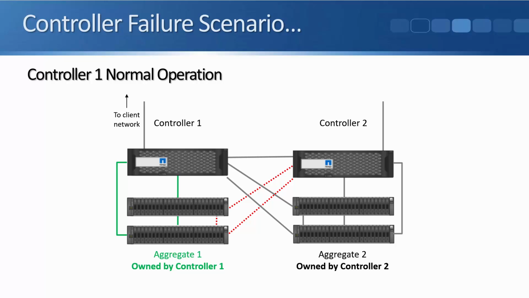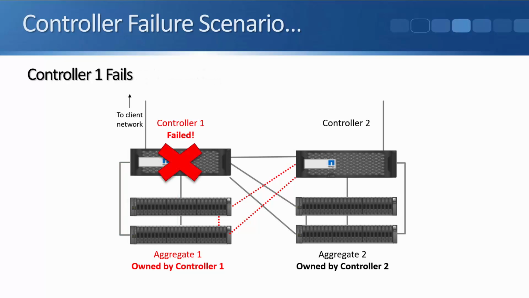So looking at the diagram here, I've got my standard high availability pair, controller 1 and controller 2. In NetApp ONTAP, our disks are always owned by one and only one controller. Our disks are grouped into our aggregates, and you see in the diagram here that aggregate 1 is owned by controller 1 and aggregate 2 is owned by controller 2.